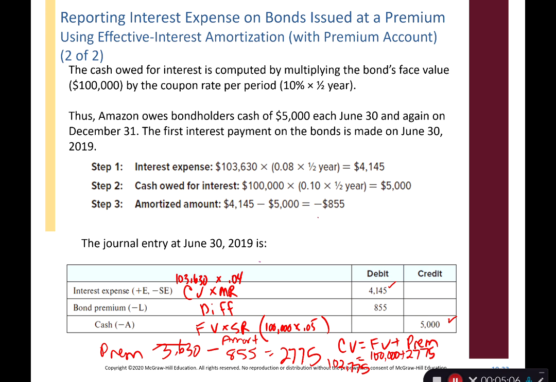Rather than do it that way, we could say the carrying value in the first period starts at the issue price, 103,630, and then it moves towards face value. So we're going to take that premium amortization and subtract, because the only way I can go from 103 to 100 is to subtract the premium amortization. That's 855. So what's 103,630 minus 855? Well, lo and behold, it's 102,775. It's that same number. And that's the number we're going to need to calculate interest in the second period.